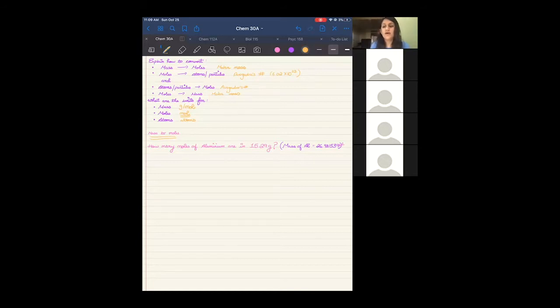So the question is how to find the molar mass. You just look at the mass of the element on the periodic table. You can try finding it on your periodic table as well. You should get the same-ish number.